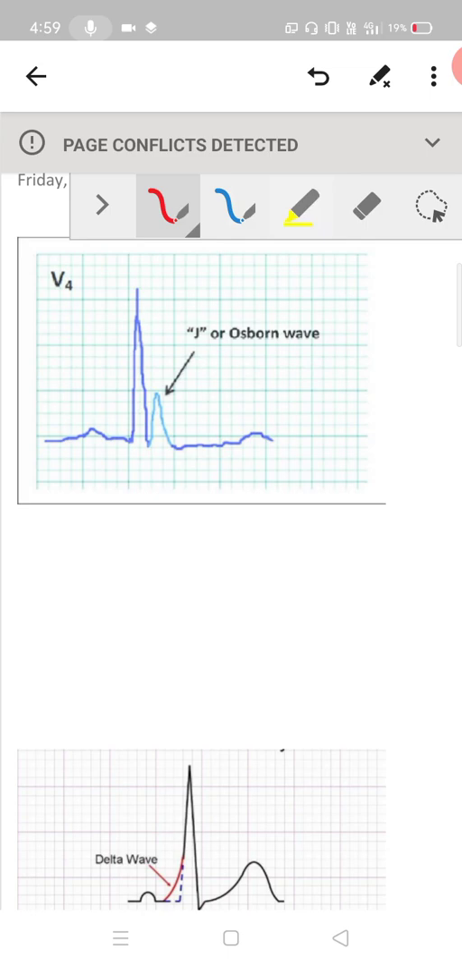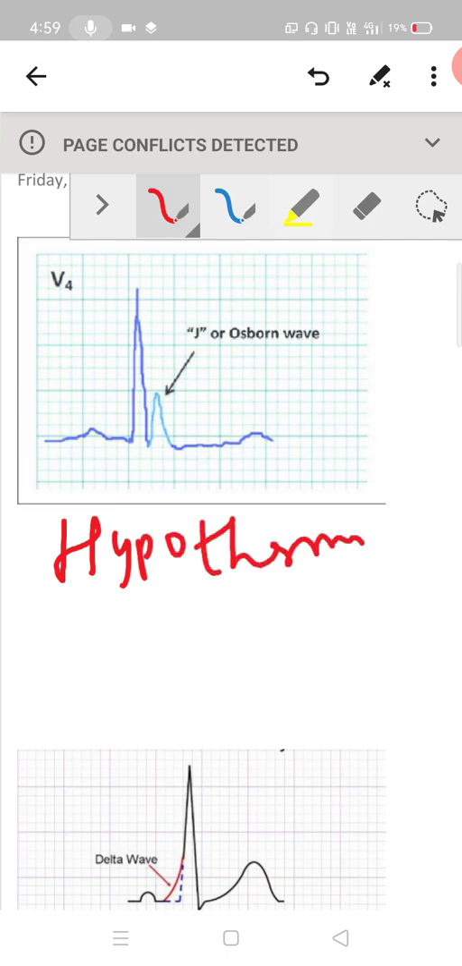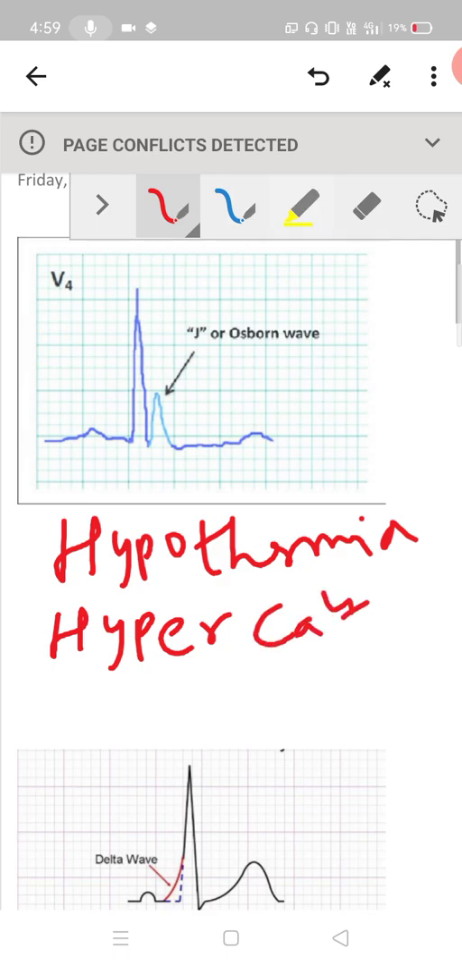First one is the J wave or the Osborn wave. It comes right after the QRS complex. It is seen in hypothermia. Mind it, guys, it's hypothermia and hypercalcemia. Hypothermia and hypercalcemia give the J wave or the Osborn wave.